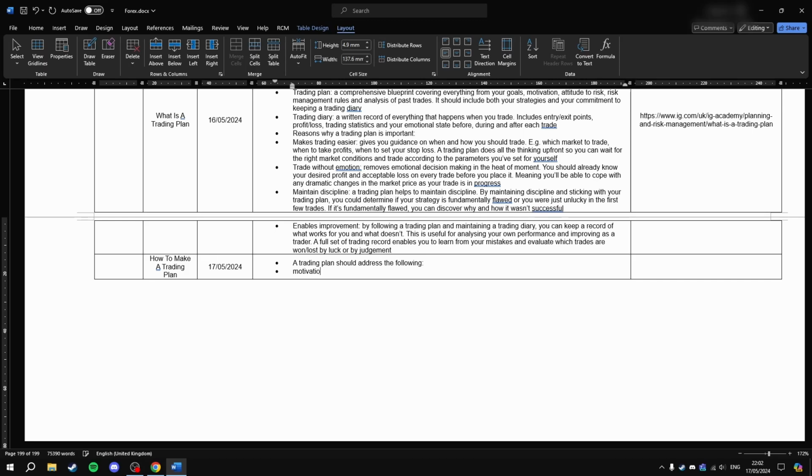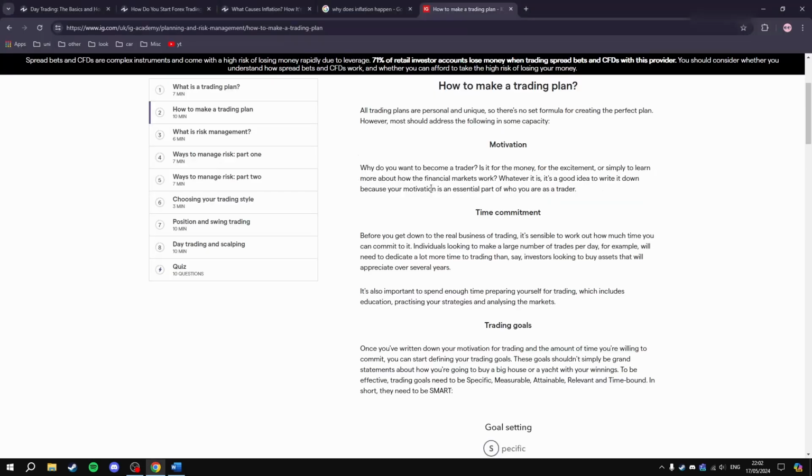Motivation. Why do you want to become a trader? Is it for the money, for the excitement, or simply to learn more about how the financial markets work? Whatever it is, it's a good idea to write it down because your motivation is an essential part of who you are as a trader.